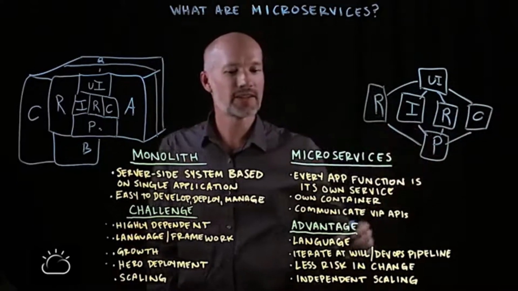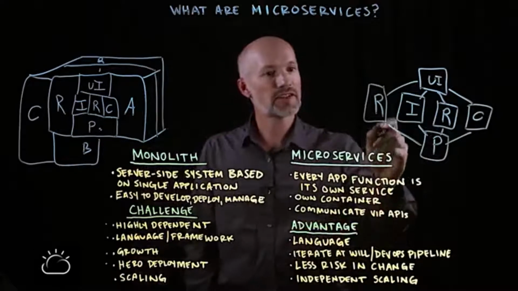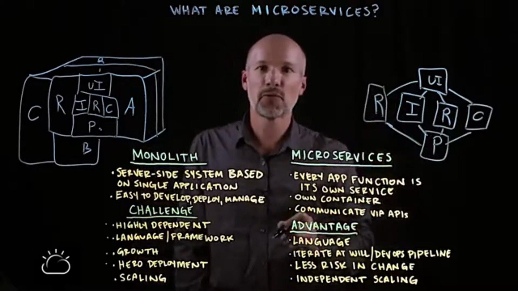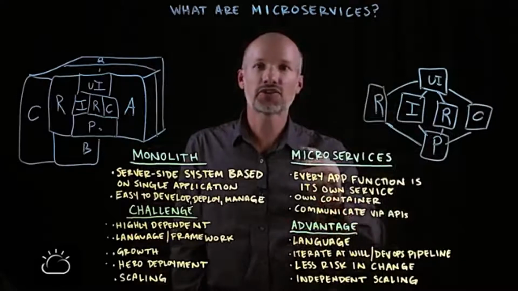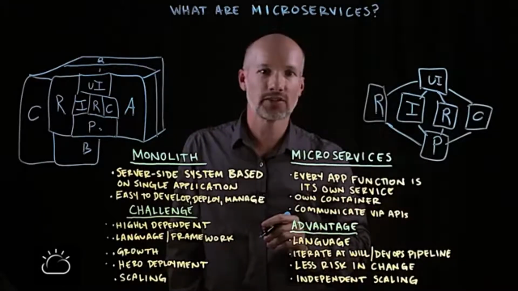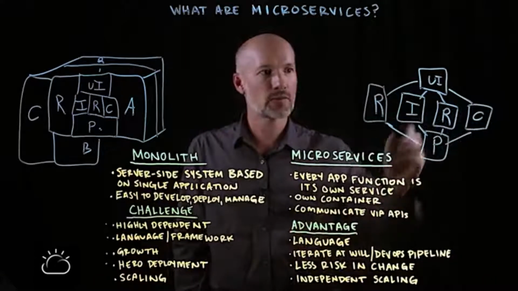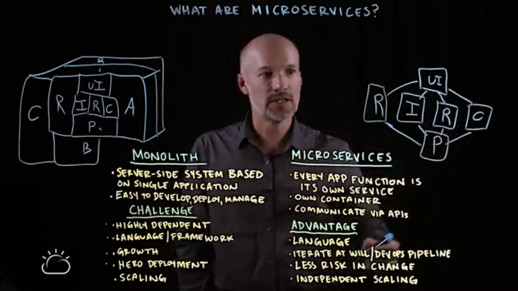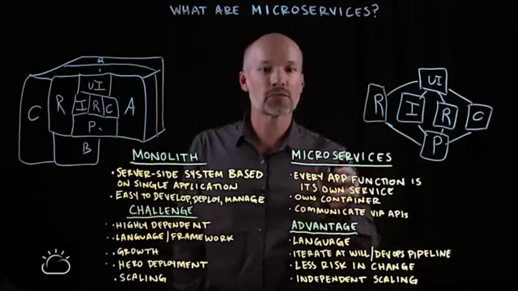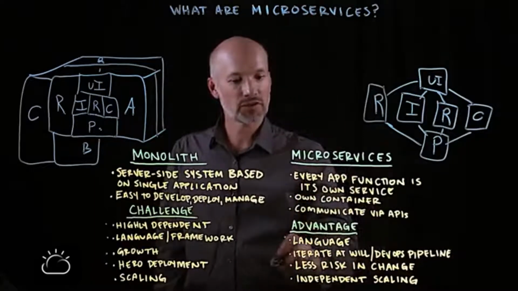And right off the bat, you can see something that's kind of interesting. Because they're independent, the team responsible for the reporting engine, for example, can choose a language and framework that they want to use themselves. They are not beholden to choices made by the team that runs the cart or the UI or the payment system. So that's really good. It gives those teams flexibility. So that's the language part.